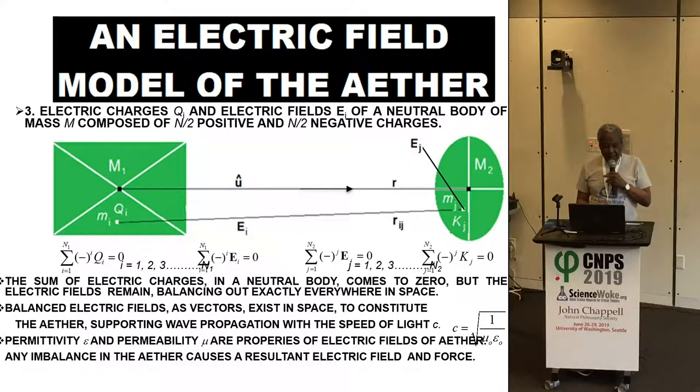Electric permittivity and magnetic permeability are properties of electric fields of the aether. So the electric field model of the ether immediately supports light propagation at the speed of light, as given by this equation, 1 over the square root of mu epsilon. Any imbalance in the ether will cause a resultant electric field and a resultant electric force.